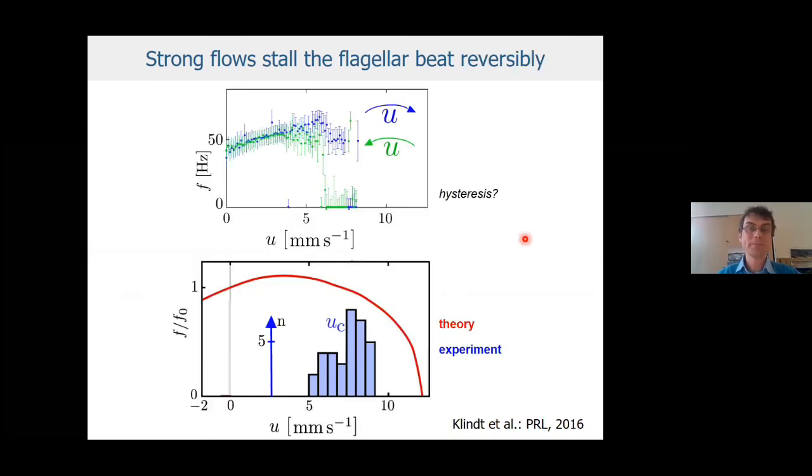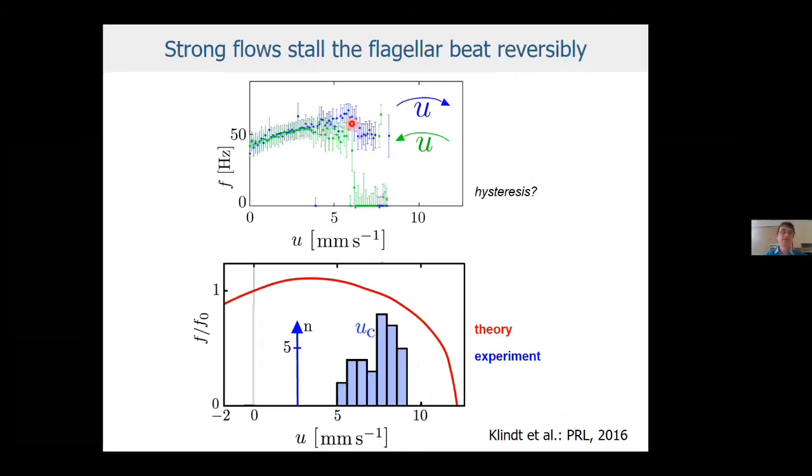mode of beating. Here we show how the beat frequency changes if we increase the flow speed, and you see first we increase the flow speed, that's the blue curve, and then at some point they're stalling, but we can actually decrease the flow speed again, and then there's first some hysteresis, but then the cilia resume beating again. And from our minimal model, we have at least a qualitative understanding of the stalling.